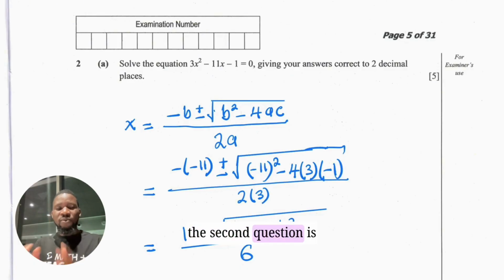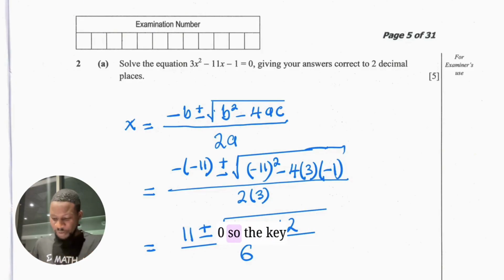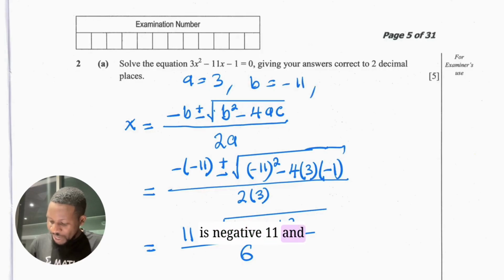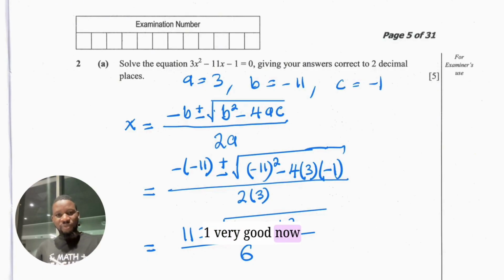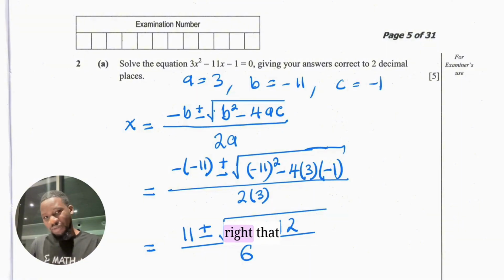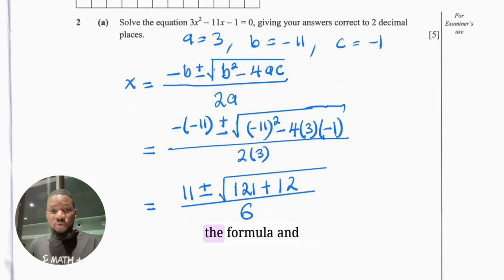All right, so the second question is a quadratic equation: 3x squared minus 11x minus 1 is 0. The key point of this question is to identify the value of a, which is the coefficient of x squared, is 3. And what is the value of b? B is the coefficient of what? Of x, right? Which is negative 11. And c is what? C is negative 1. Very good. Now, because it is not easy to factorize this equation, it cannot be factorized, right? That is why we are going to use the formula.